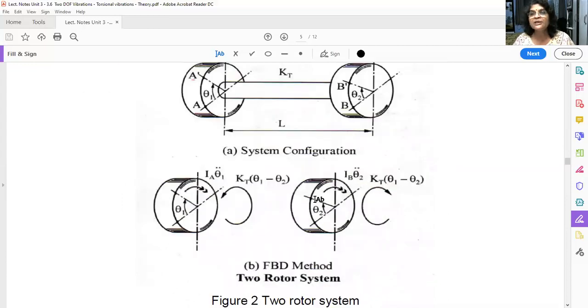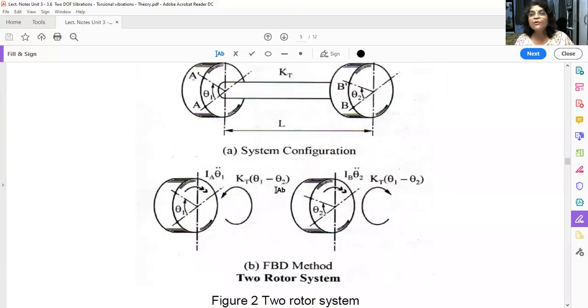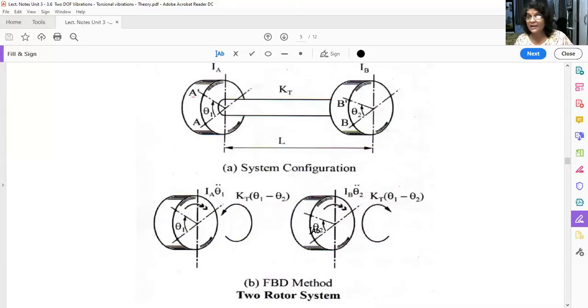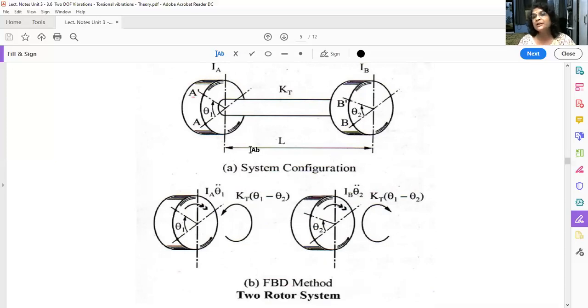So here is the free body diagram of this shaft. In this diagram, which I have taken as it is from the book, they have assumed theta 1 is greater than theta 2. That's why the twist in the shaft will always be greater minus smaller, that means theta 1 minus theta 2.